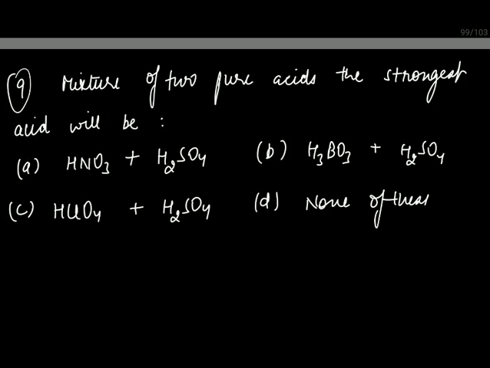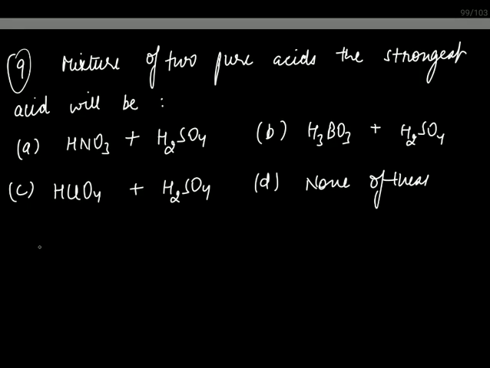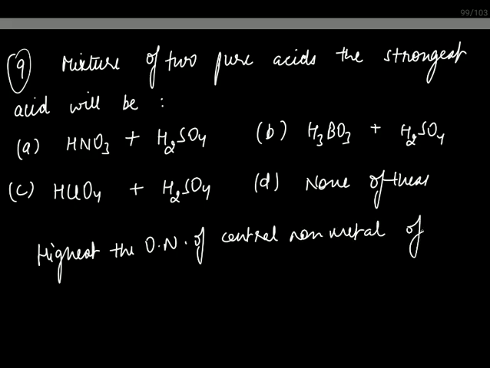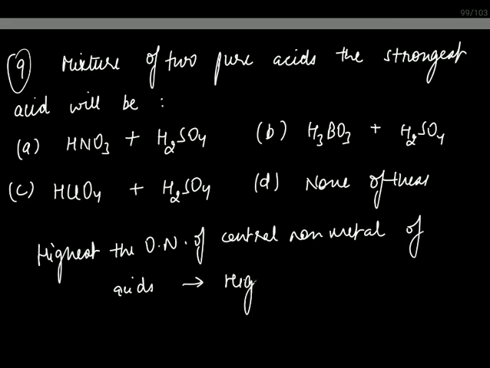Then coming to the next part, mixture of two pure acids, the strongest acid will be what? Now, in this, I want to add one thing. This doesn't apply always, but the higher the oxidation number of the central nonmetal of acids, the higher is the acidic strength.